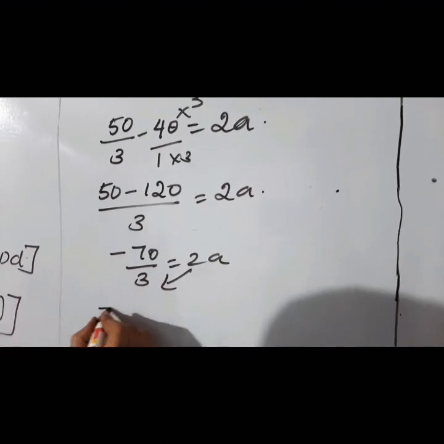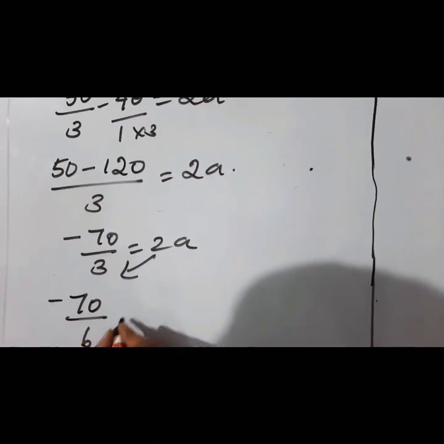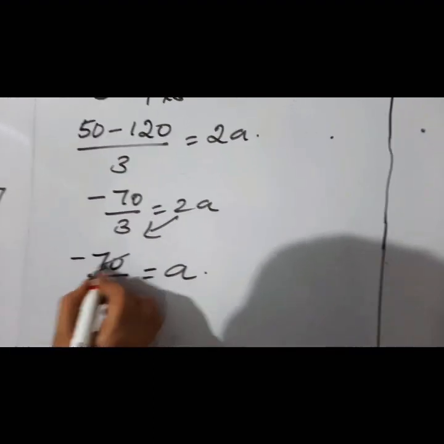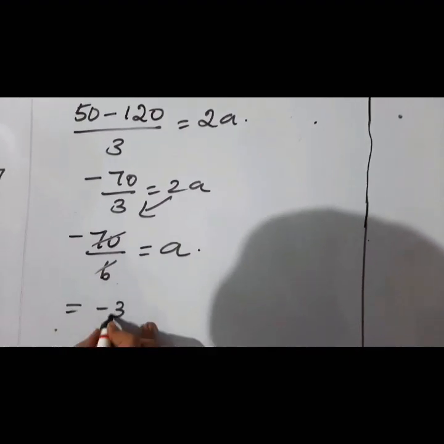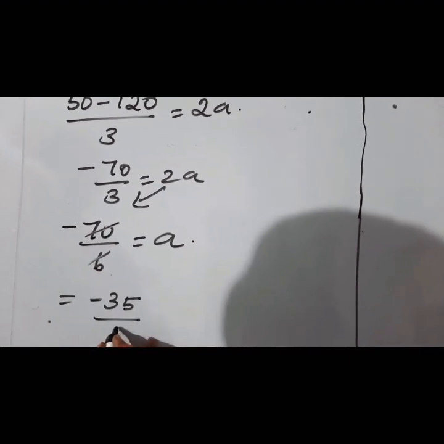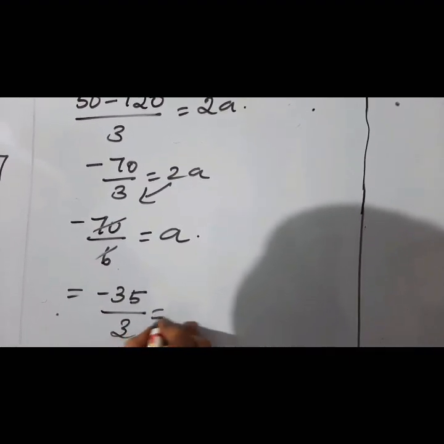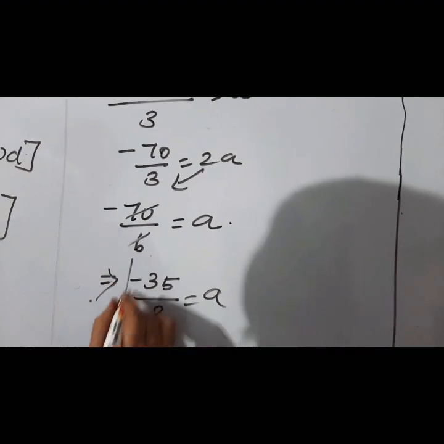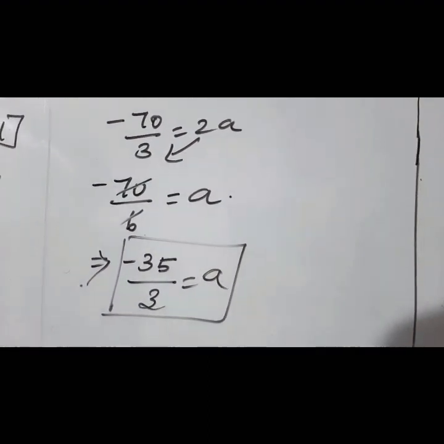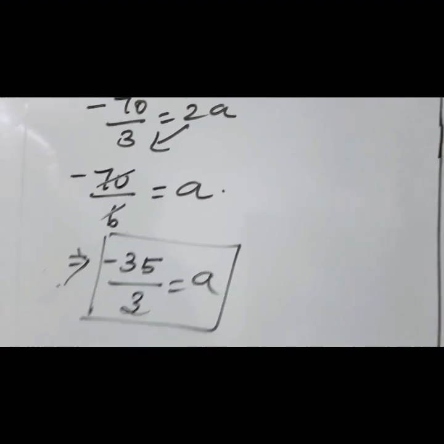Take 2 to the other side. Minus 70 by 6 is equal to A. Simplify this also again. Minus 35 by 3 is equal to A. Now we got the value of A, which is minus 35 by 3.